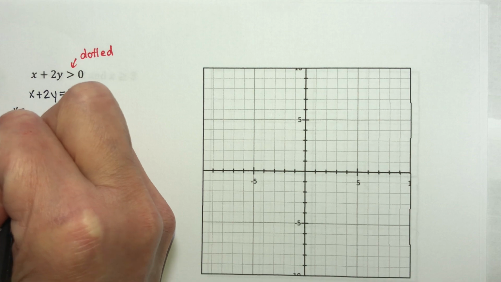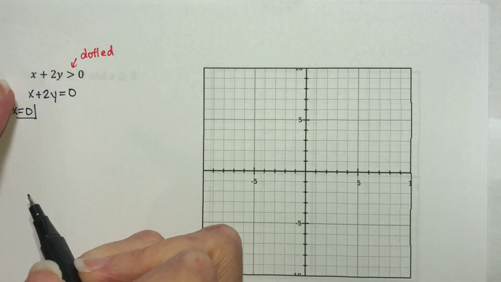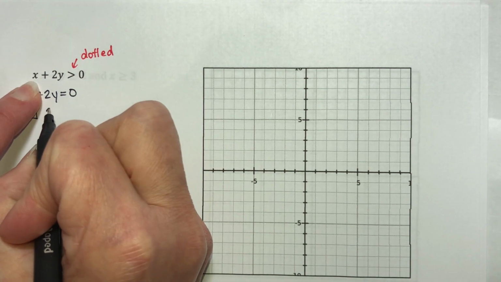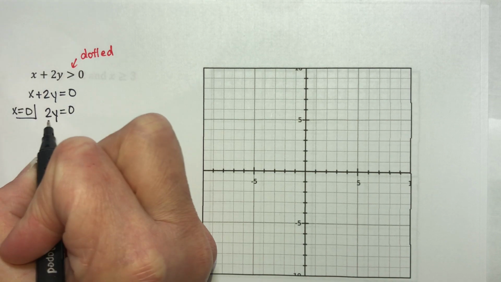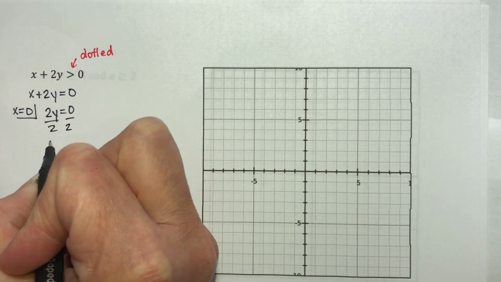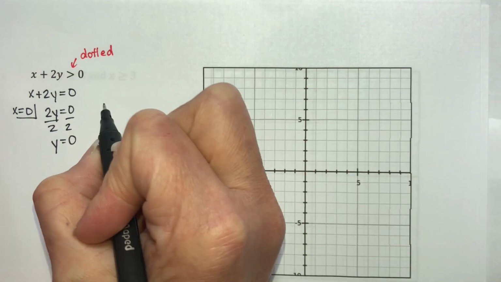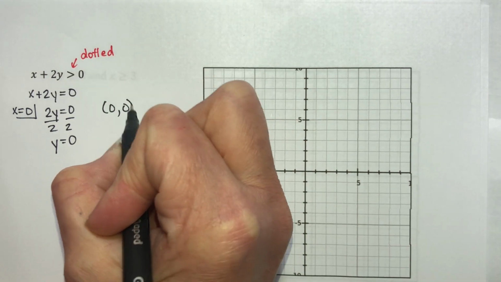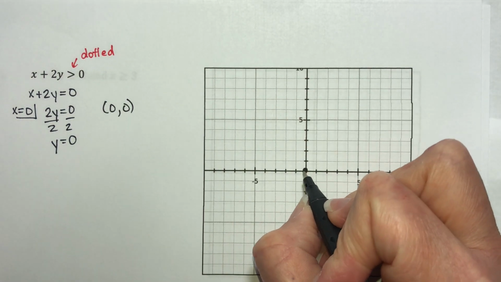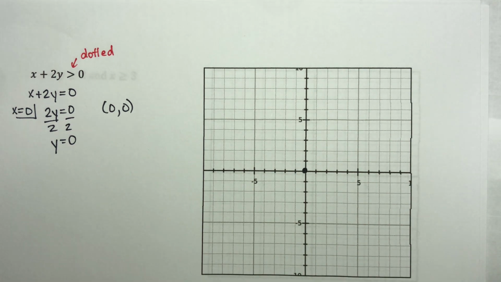So let's say x is 0. If x is 0, that x goes away. I get 2y equal to 0. If you divide both sides by 2, you get y equals 0. And this is the case where we only get one intercept. Our x-intercept and our y-intercept are precisely the same. We cannot graph a line with only one point. We need a minimum of 2. So we need to find some other point, okay?